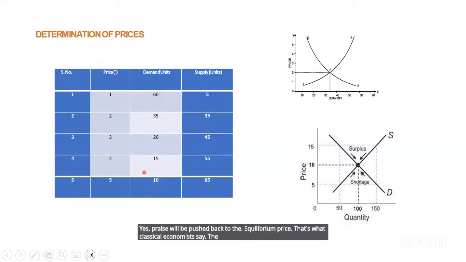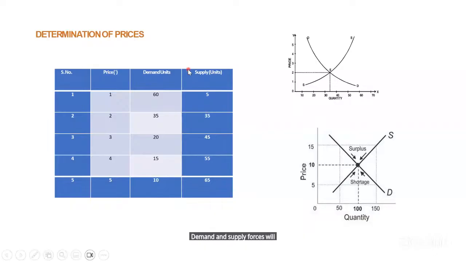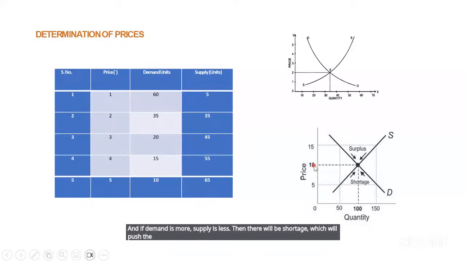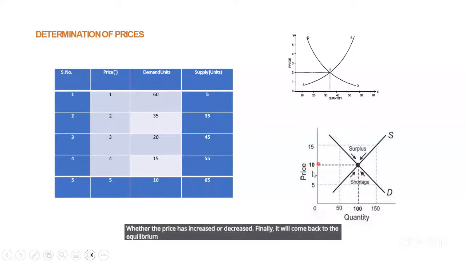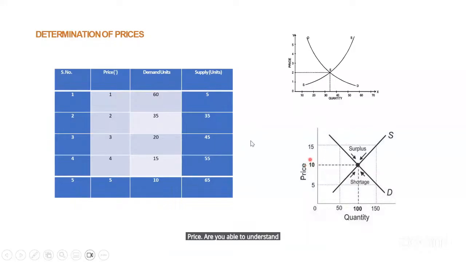The market will take care of its problems. Demand and supply forces will take care of the problem. So if supply is more, demand is less, then the increased price will come back to the equilibrium price. And if demand is more, supply is less, then there will be a shortage, which will push the decreased price to the equilibrium price. In any case, in the long run, whether the price has increased or decreased, finally it will come back to the equilibrium price. Are you able to understand?